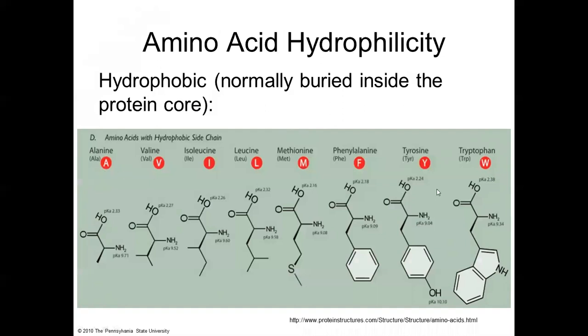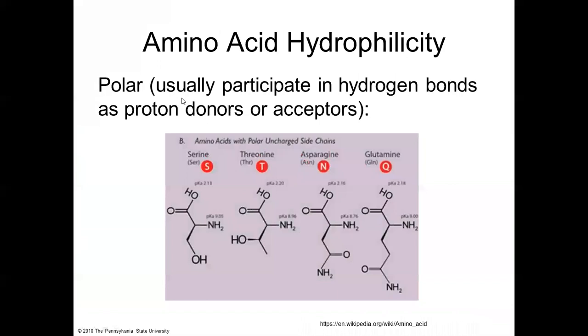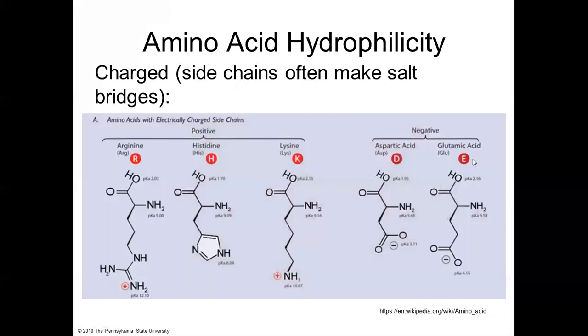amino acids. So this is a list of the amino acids that are hydrophobic. So these are going to try to bury themselves inside the protein core. And then these are the polar amino acids that participate in hydrogen bonds. And these are very important to see, and they're often polar uncharged side chains. And then these are the charged side chains, and these often make salt bridges within the body. So these are the positive chains, these particular amino acids, and these are the negative side chains in the body.